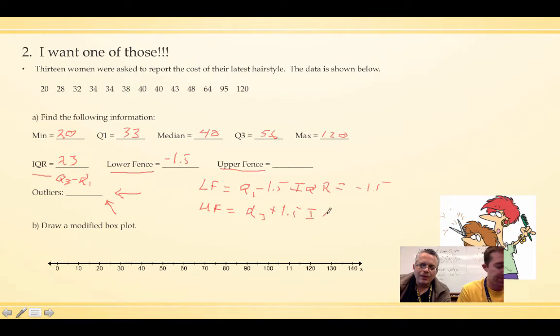So, kind of hard to read. The upper fence is, let me describe it to you, Q3 plus 1.5 times the IQR. Hang on. We are in process. 90.5. So, anything above 90.5 is an outlier.